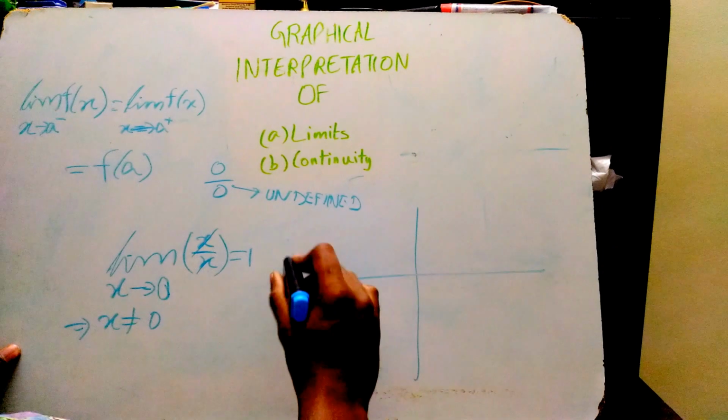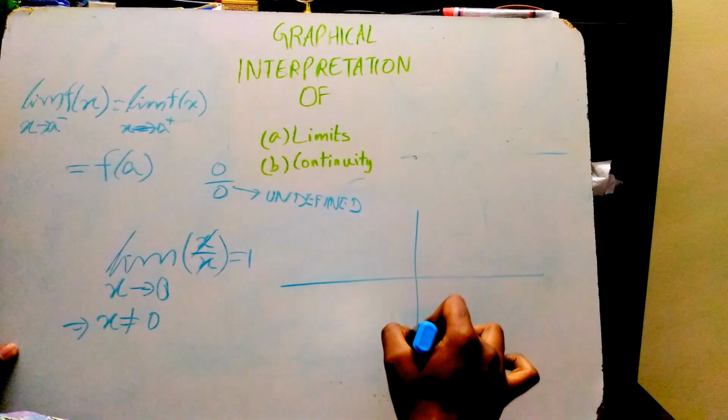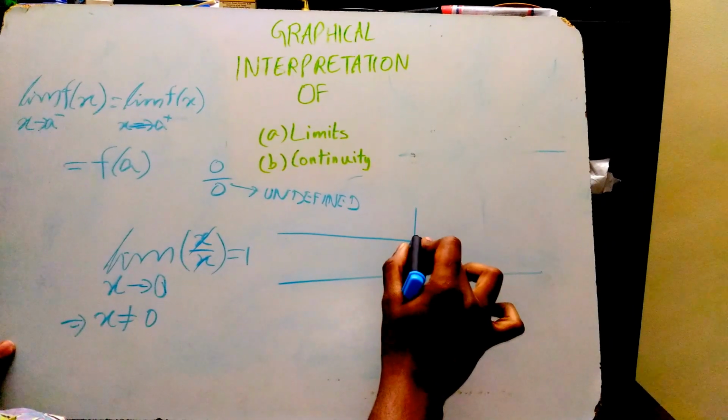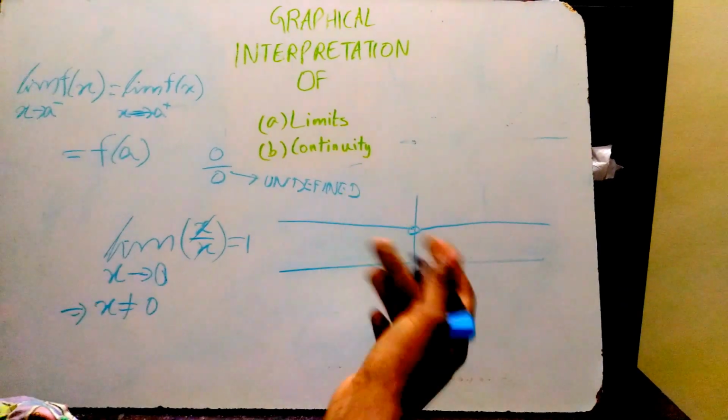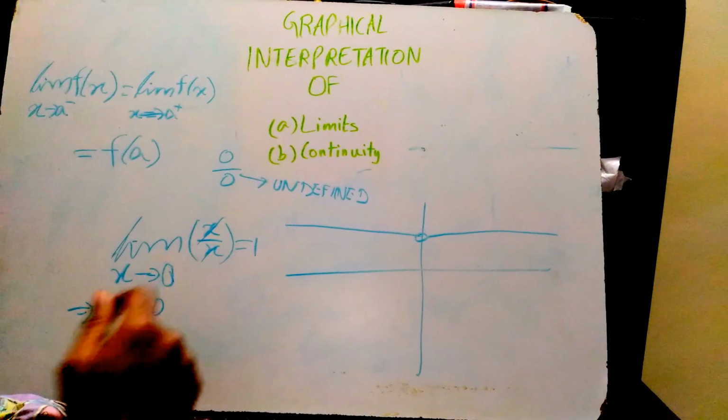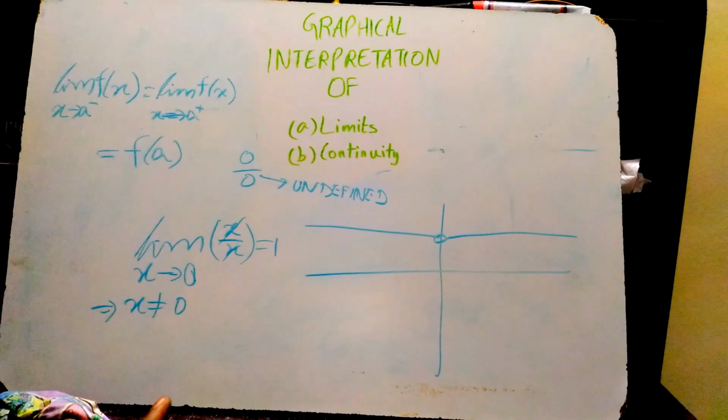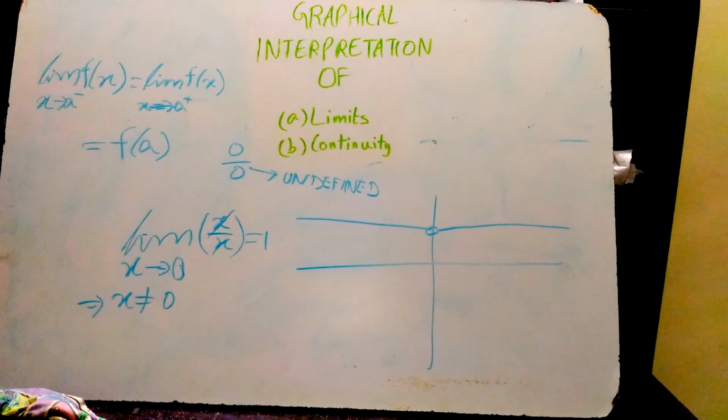If I want to draw it graphically, at x is equal to 0, it's not defined, and it is 1 elsewhere. So this is the graph for this function. This is the graphical interpretation of limits and continuity. So thank you.